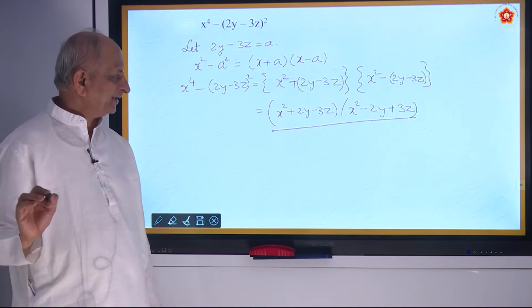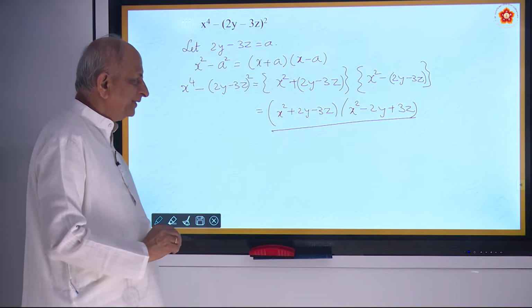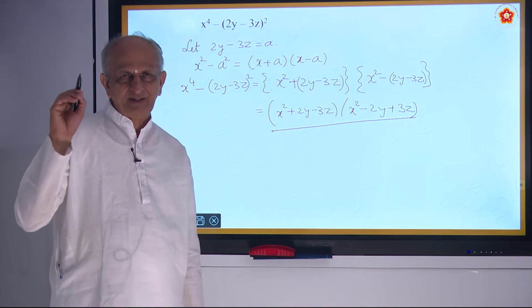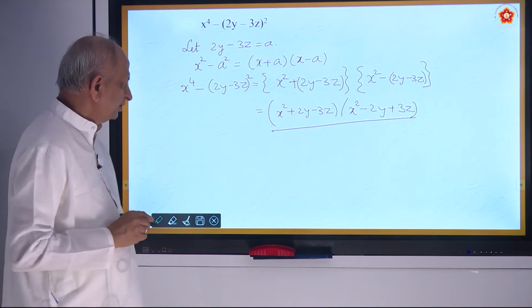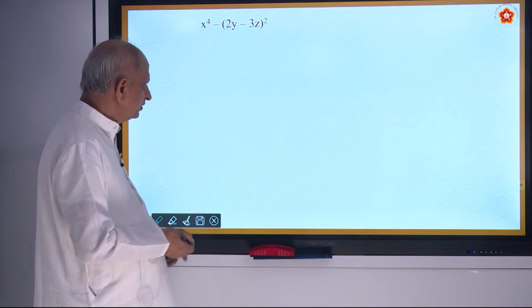You cannot split it further, right? So these are some examples of the form a squared minus b square. Shall we go to next type? Noted?